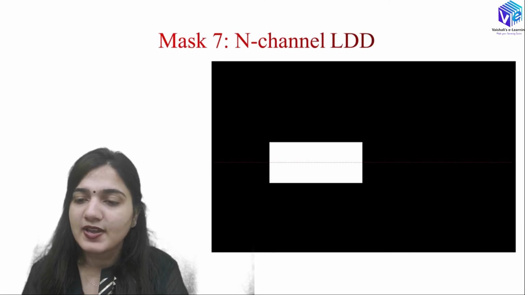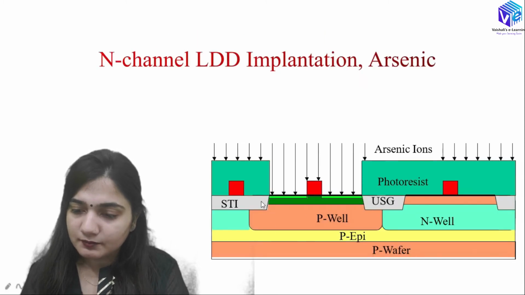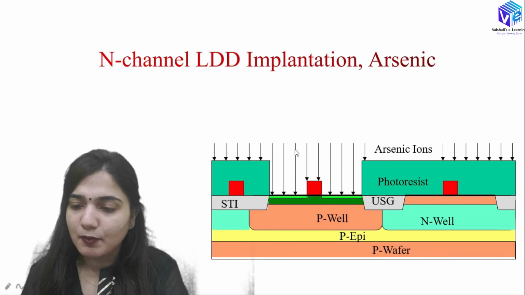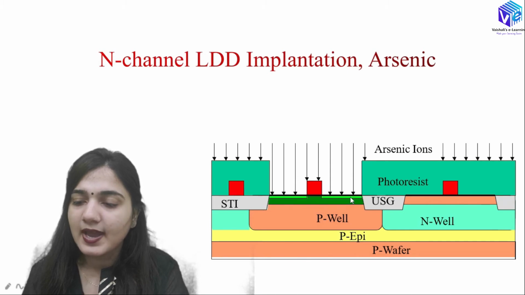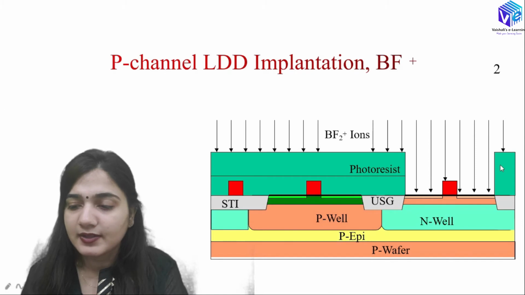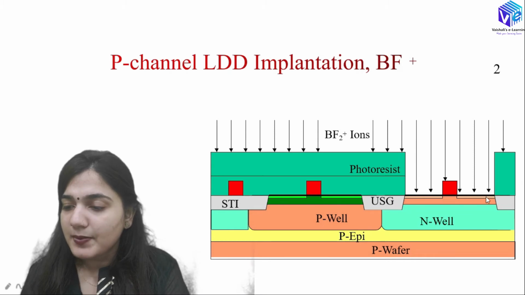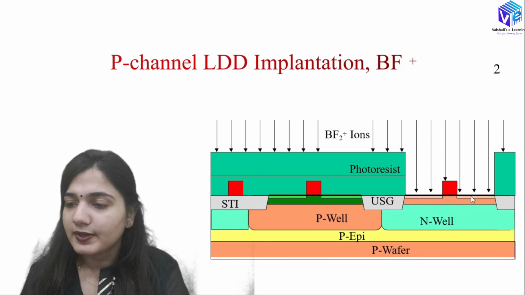So here with the help of N-channel lightly doped drain mask, I am going to dope this channel or the p-well with the help of the arsenic ions. So here I use the arsenic ions to dope and to make the N type of region or N type of source and drain over here, right? So after that I am choosing the P channel LDD mask, and after the alignment, exposure, and with the help of implantation with BF2 ions, I have the P type of source and drain region over here, right?